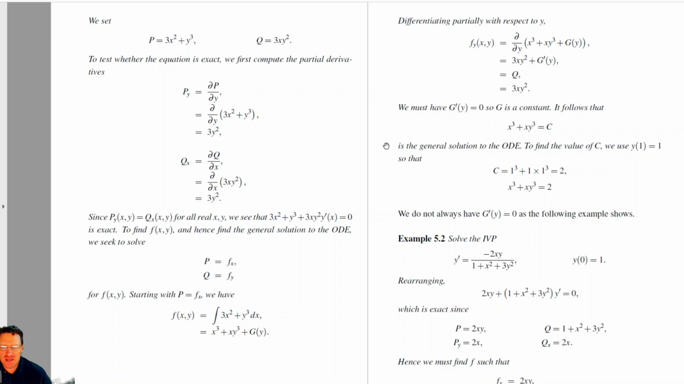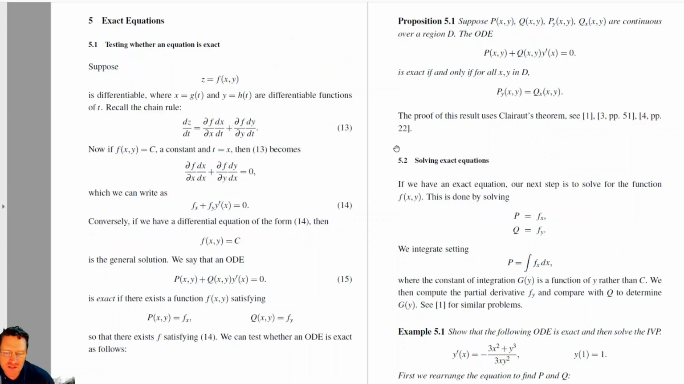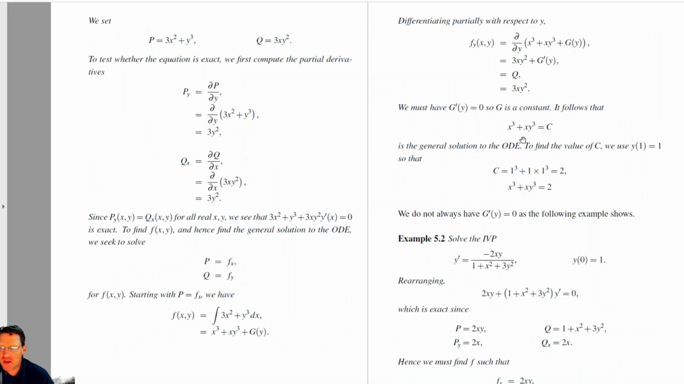Now what we need is to use our particular initial value to get a particular curve. So let's have a look, what was the initial value here? Y of 1 equals 1. Okay, good. So we'll go back and use that.